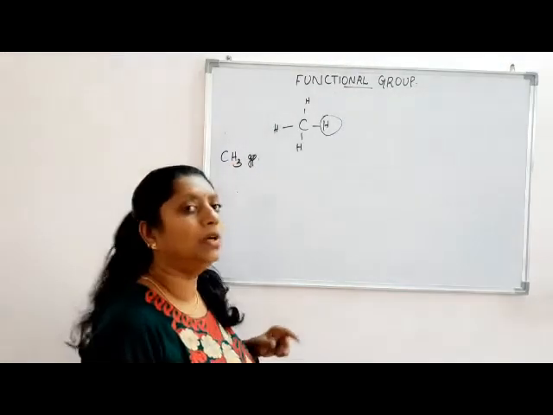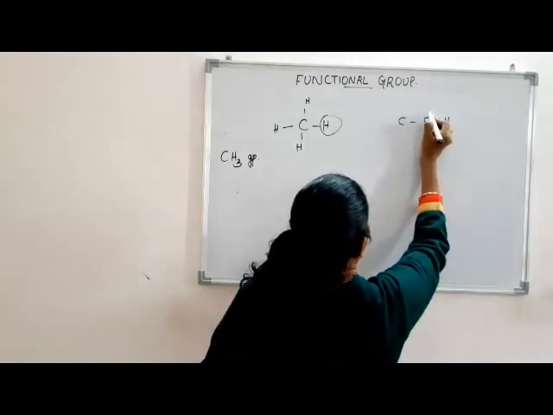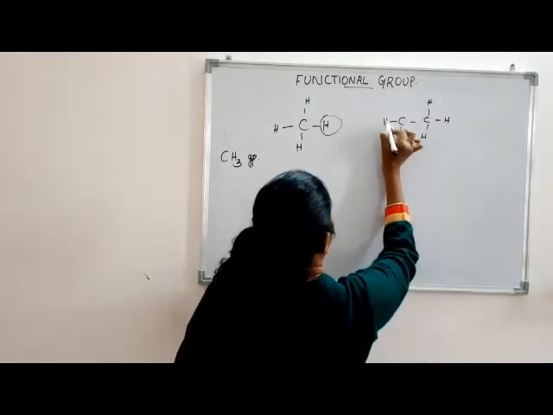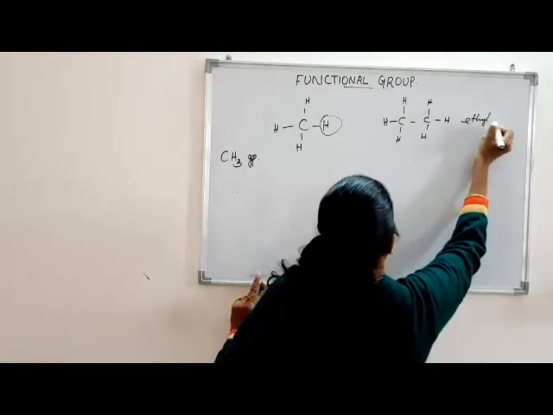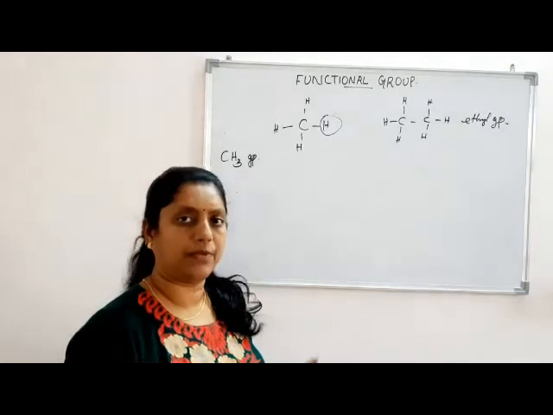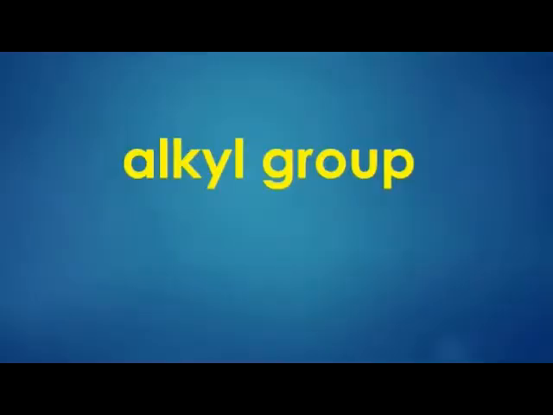Similarly, if you remove a hydrogen from ethane, like this is the ethane molecule, we will get ethyl group. So, in general, we can say that if you remove a hydrogen atom from an alkane, we will get an alkyl group, and it is represented by the letter R.